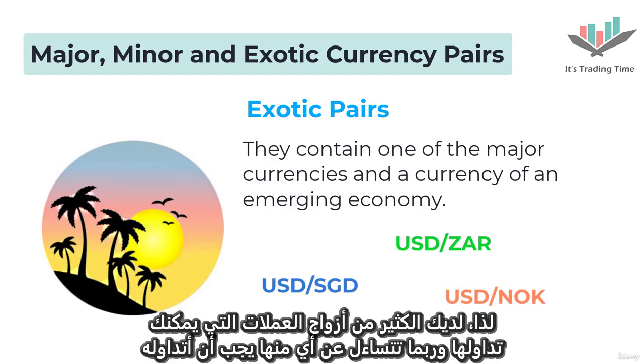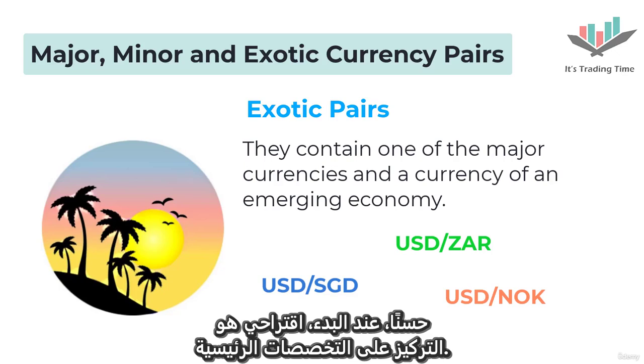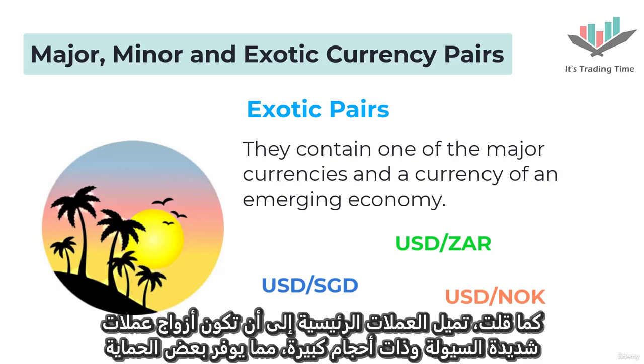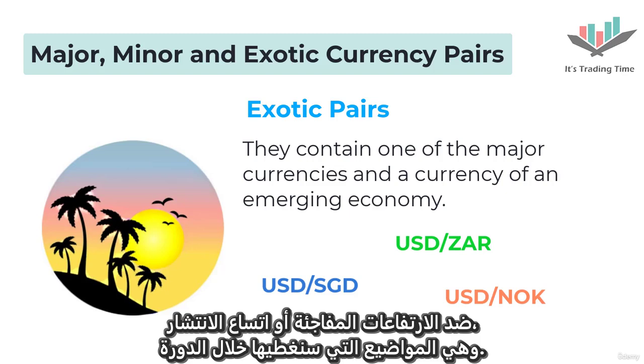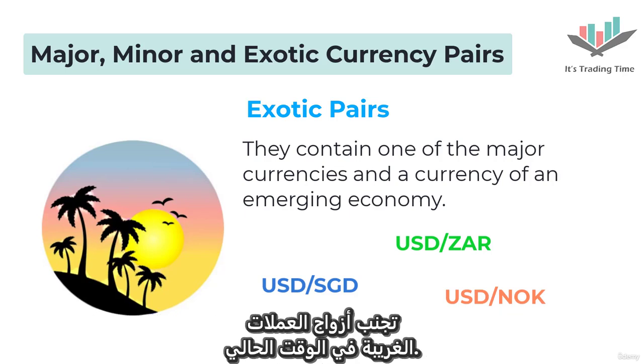So you have a lot of currency pairs that you can trade, and you might be wondering, which one should I trade? Well, when starting out, my suggestion is to focus on the majors. As I said, majors tend to be very liquid currency pairs with high volumes, which provides some protection against sudden spikes or spread widening, which are topics that we're going to cover during the course. Later on, you can consider adding minor currency pairs to your watch list, but I will definitely recommend avoiding exotic currency pairs for the time being.